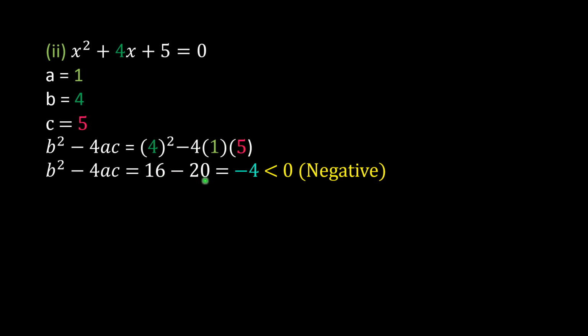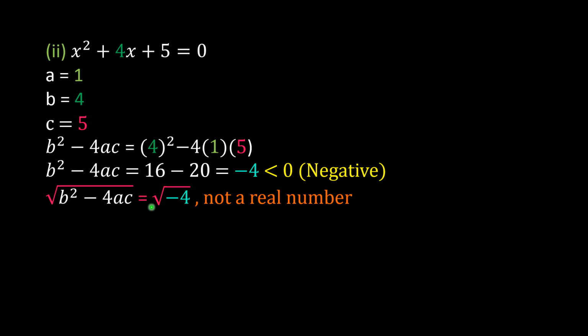16 minus 20 will be minus 4, which is a negative real number. Now under root b squared minus 4ac will be under root minus 4, which is not a real number, because square root of a negative number is not a real number. Therefore, there are no real roots of this quadratic equation.